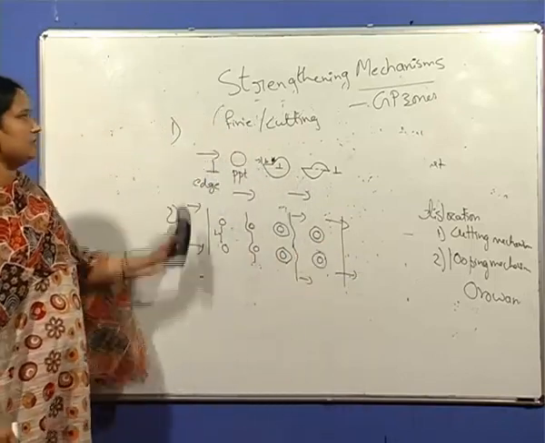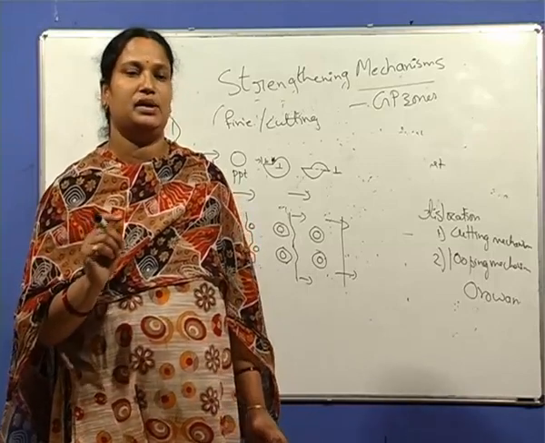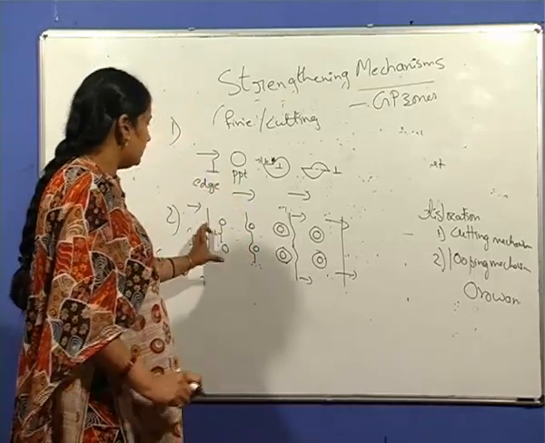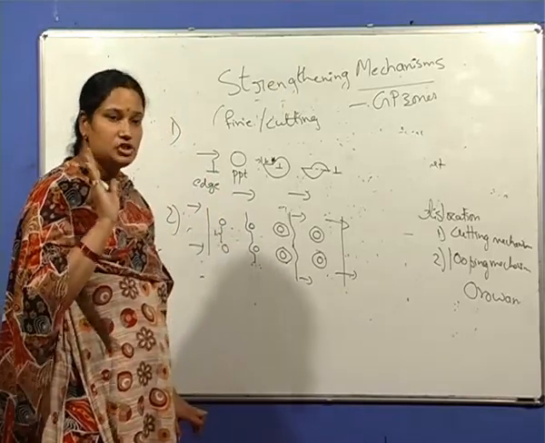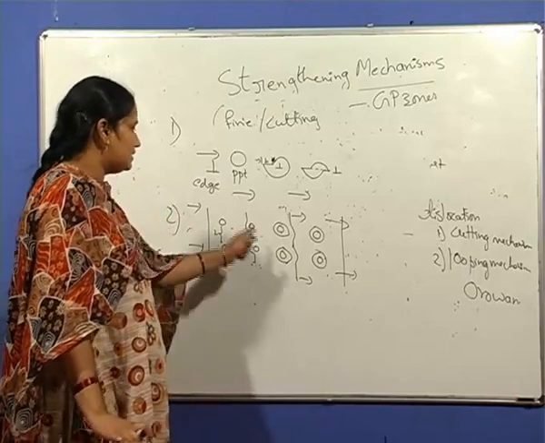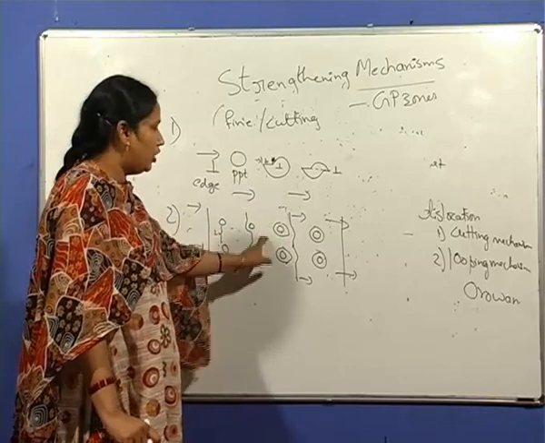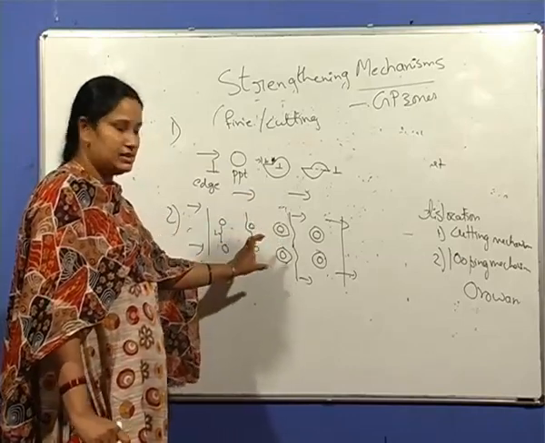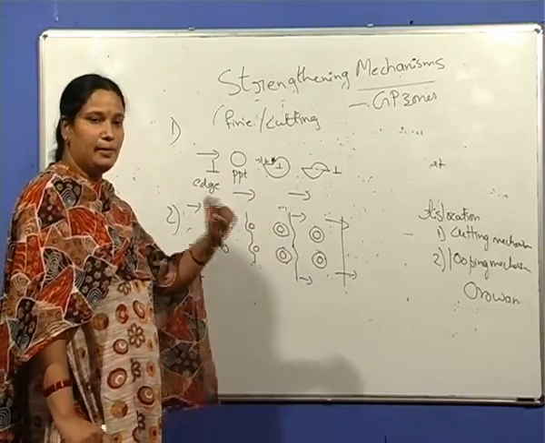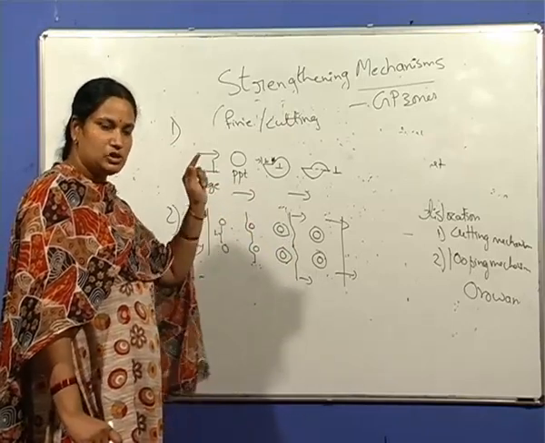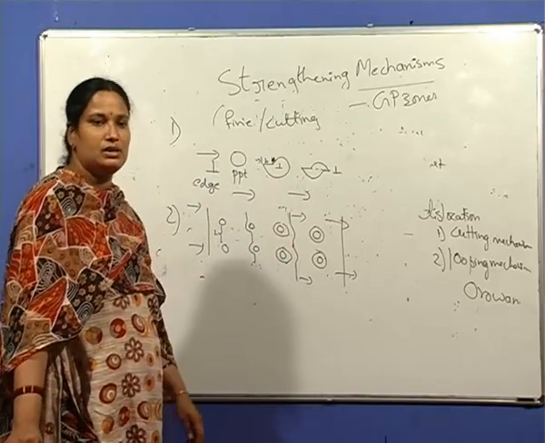So the first one is the cutting mechanism. When the precipitates are very fine, they are shearable by the dislocations. When the precipitates are coarser, besides the stress required to bypass, the dislocation has to bend around and form loops around the precipitates. The dislocation has to bypass the obstacles, the precipitate particles, by forming loops around them.